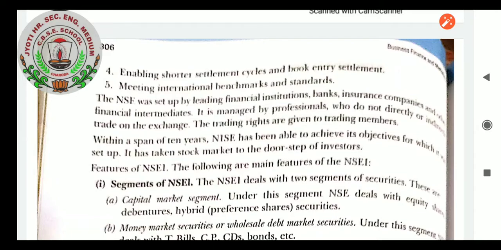It has taken the stock market to the doorstep of investors. You can see how big the population of our country interested in the National Stock Exchange is, because there people find more profitable investment within a period of time.